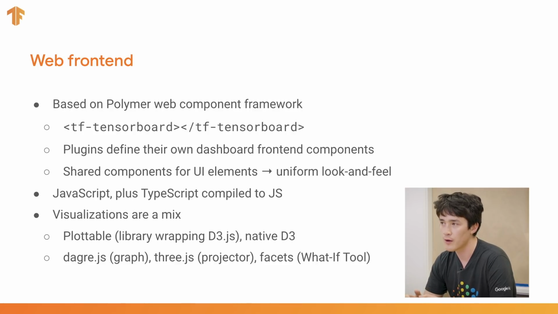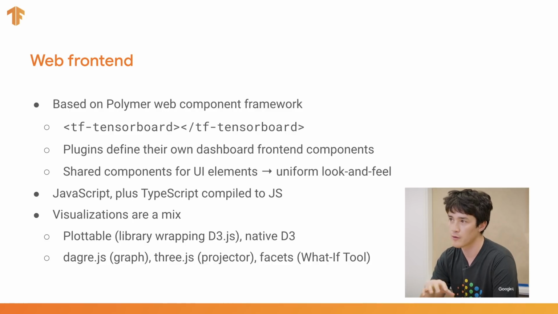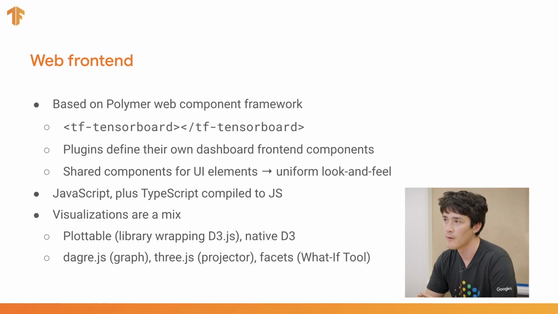Many of them use Plottable, which is a wrapper library over D3, the standard JavaScript visualization library. Some of them use native D3. And then for some of the more complex visualizations, there are libraries that do some of the heavy lifting. So the graph visualization, for example, uses a directed graph library to do layout. The projector uses a WebGL wrapper library to do the 3D visualizations. And the recently introduced What-If Tool plugin uses the Facets library from the PAIR folks. So we bring a whole bunch of different visualization technologies together under one TensorBoard umbrella, is how you can think about the front end.